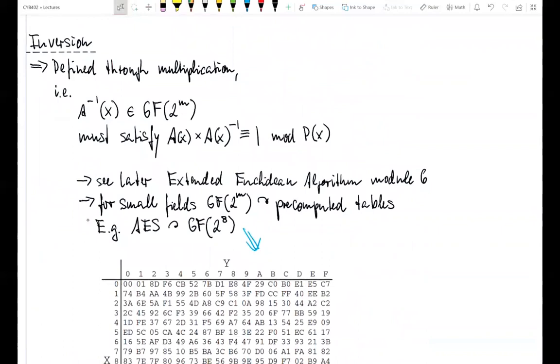So now inversion. Inversion again is defined through multiplication. In extension fields, inversion is defined in an analogous way to how we defined it before. So if we have a polynomial, a member of the extension field, we need to find an inverse, which is another polynomial, and if we multiply these two, we get 1, and we need to reduce that, of course, by the irreducible polynomial.